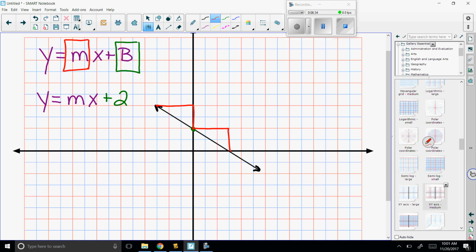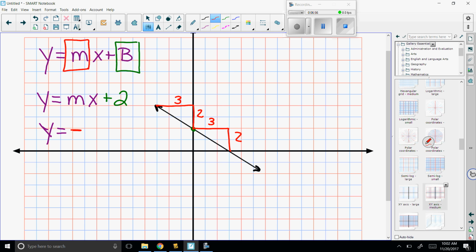Does it continue? Both of them I've gone up 2 and over 3. Is that a positive or a negative slope? Negative slope, because you can make your n out of that. So that's your negative slope. So my equation is y equals, I know it's a negative slope.